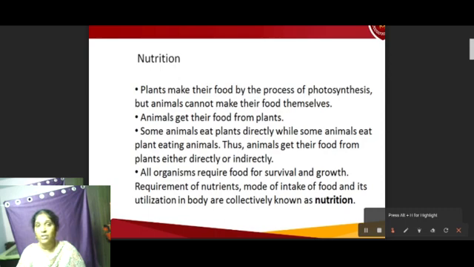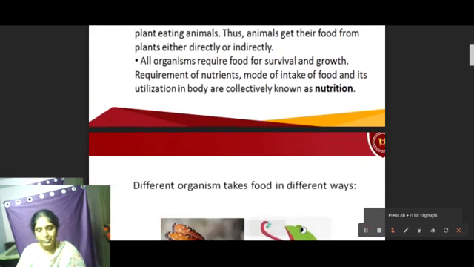Requirement of nutrients. As we animals are not similar, we differ from each other. Thus there are different modes of taking in the food material and its utilization. How is that? The food being utilized by the body together is termed as nutrition.